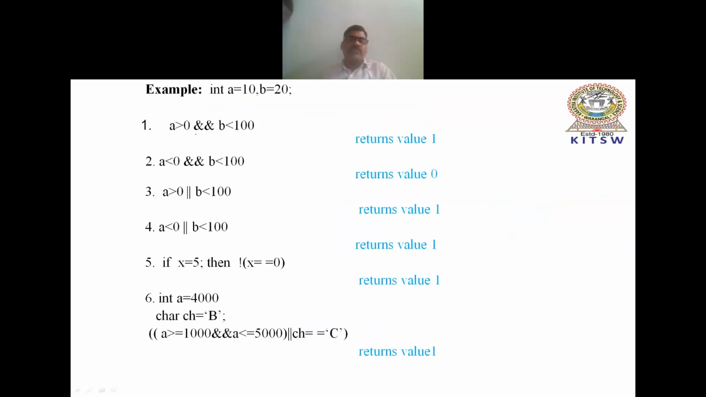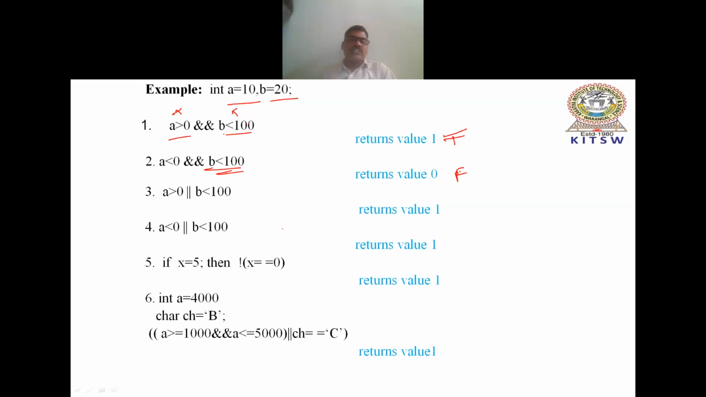For example, if A equal to 10, B equal to 20, A greater than 0 and B is less than 100. So this A greater than 0, 10 is greater than 0, yes, condition is true. 20 is less than 100, yes, condition is true. True and true is true. So it returns 1, which is called true. Similarly, it returns 0 when 10 is less than 0, the condition is false. So irrespective of the other condition, it returns 0, which is called false.